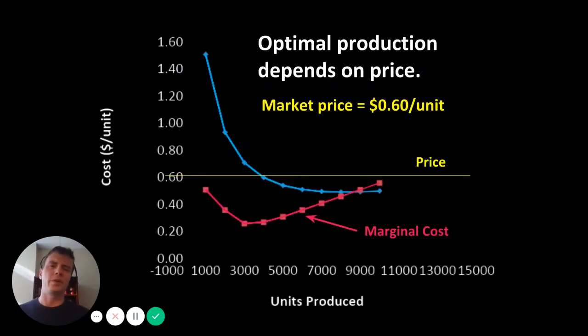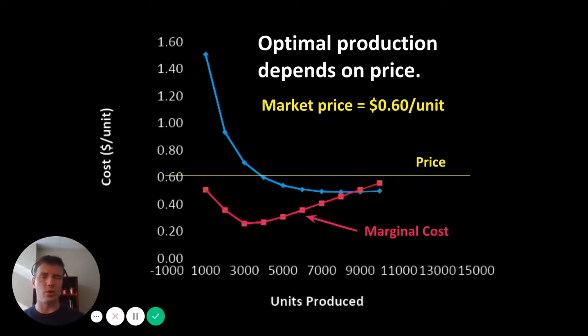So I also want to note where that horizontal price line is located in relation to two things, right? The average cost curve and the marginal cost curve. One thing we notice right away is that the price intersects the average cost curve. So there are certain parts of the average cost curve where the average cost is above the actual market price, and certain parts that are below the market price.